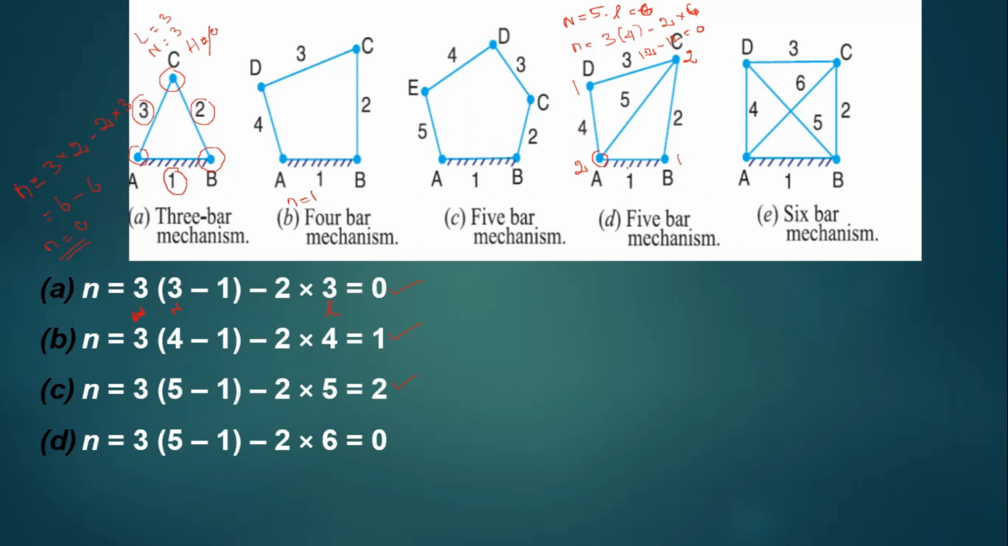And what about the last case? 6 bar mechanisms. So here capital N is equal to how many links are there? Totally 6 links are there, right? Then what about L? L is equal to 2, 2, 2, 2, 2. Totally how many? 8. And how many links are there? 6 links. So 6 minus 1 is equal to 5. So 3 into 5 minus 2 into 8, which is 16. So this is 15 minus 16, which is equal to minus 1. So n is less than 0. So minus 1, the degree of freedom for this 6 bar mechanism is minus 1. So it is a superstructure, right?